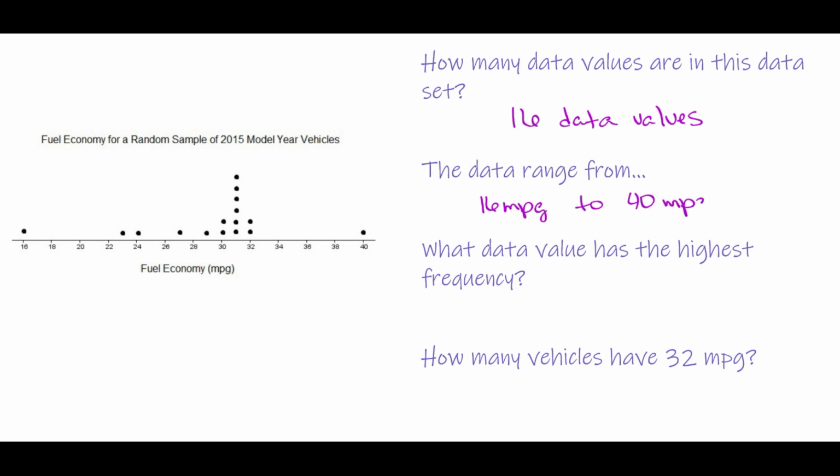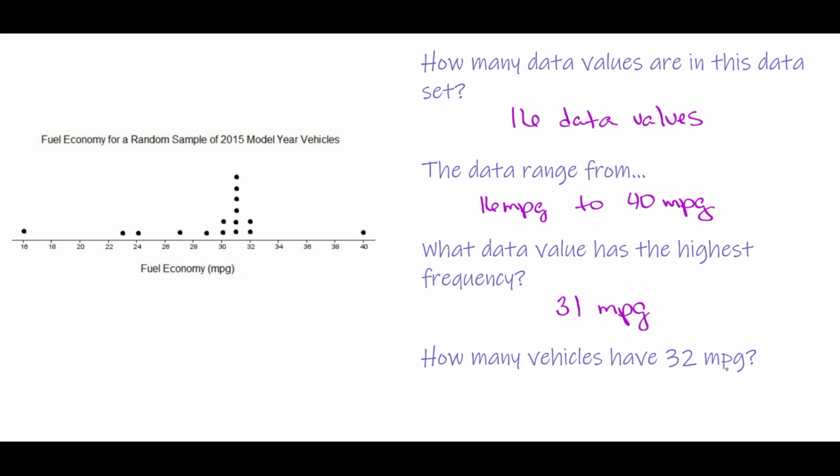So please remember here, when we're starting to work with this numeric data, that we need to always answer our questions in the context of the problem, and so we want to use units. What data value has the highest frequency? So here I can see that this data value has the most dots above it. So it's similar to the histogram. You can just see which one has the highest bar, but here we're just looking for the dots. The dots kind of simulate the bar. So that's between 30 and 32, which is obviously going to be 31, so 31 miles per gallon.